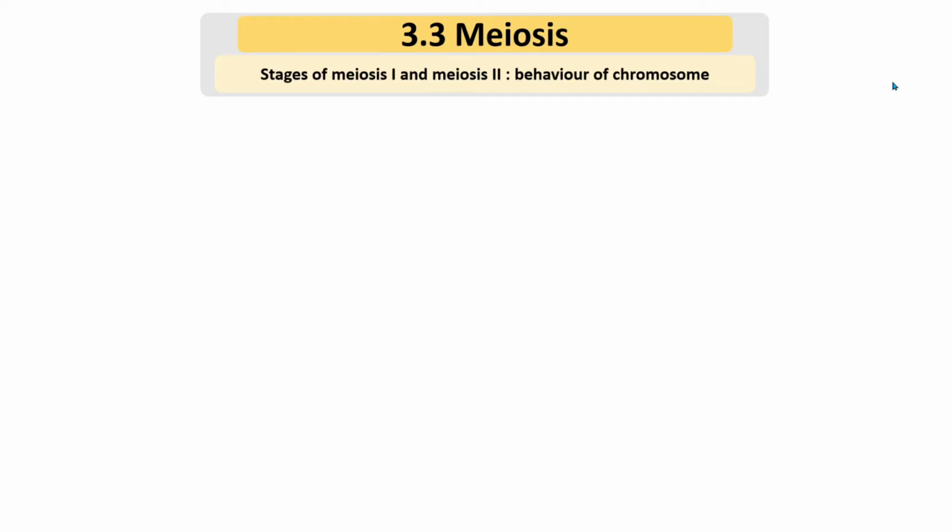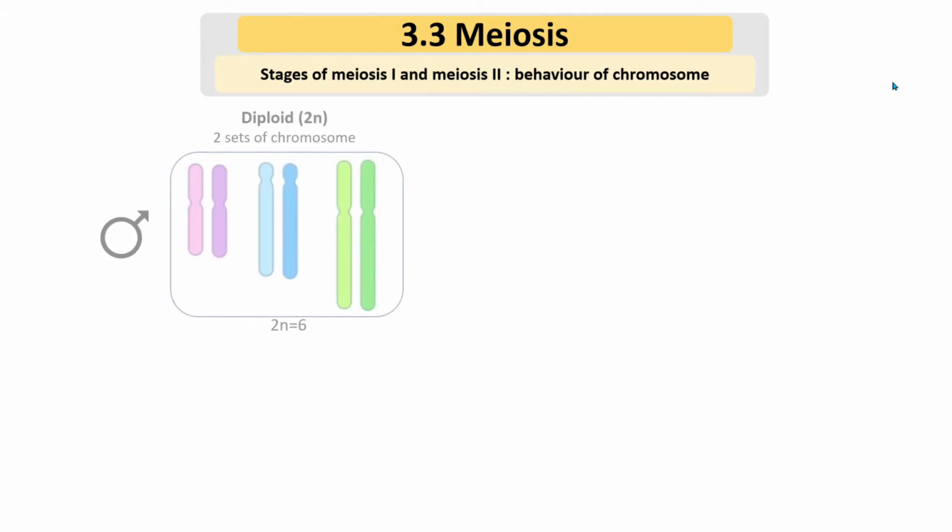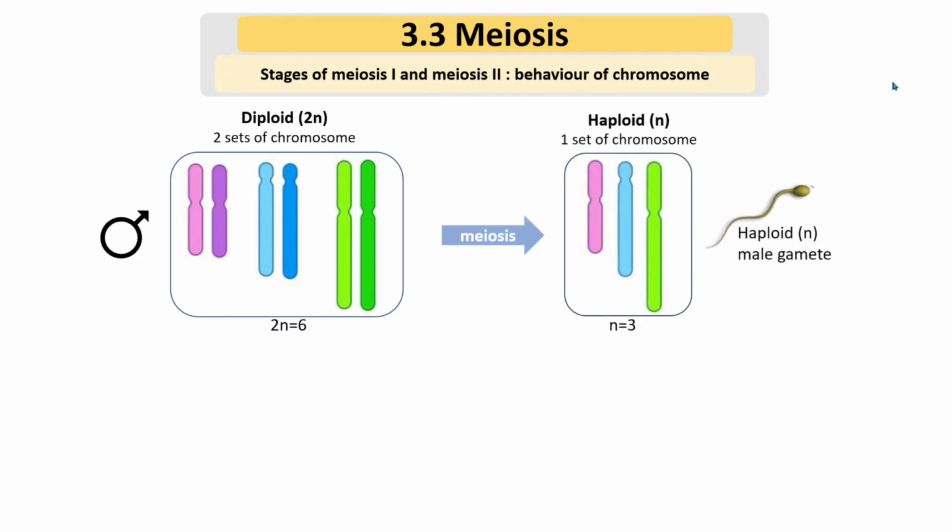Hello everyone. In this video you will learn about the second type of cell division, which is meiosis. Keep in mind that meiosis involves the formation of haploid gametes from diploid cells.